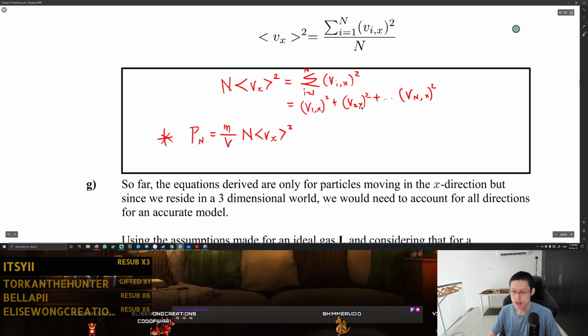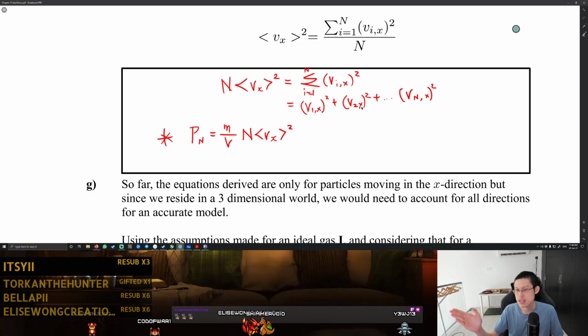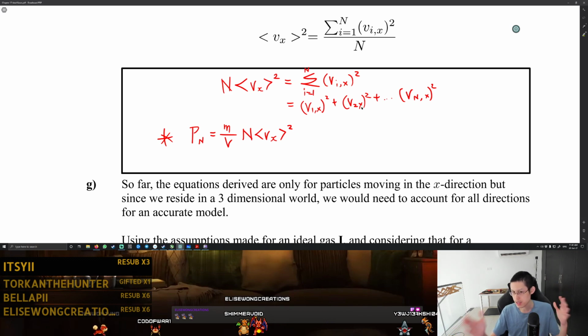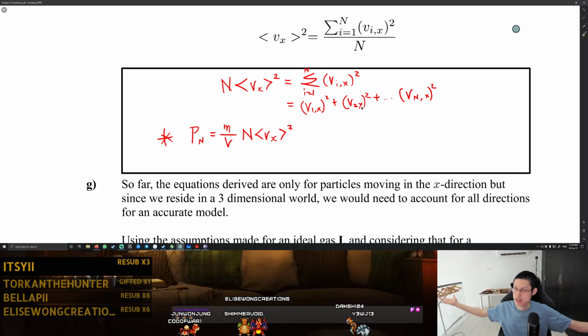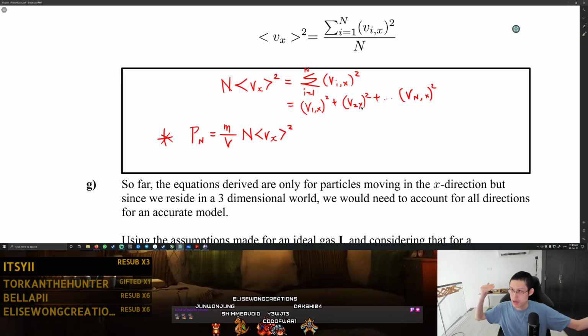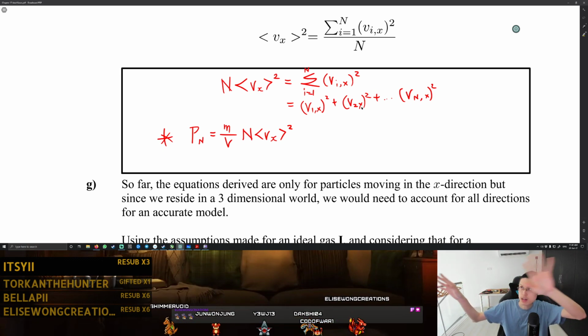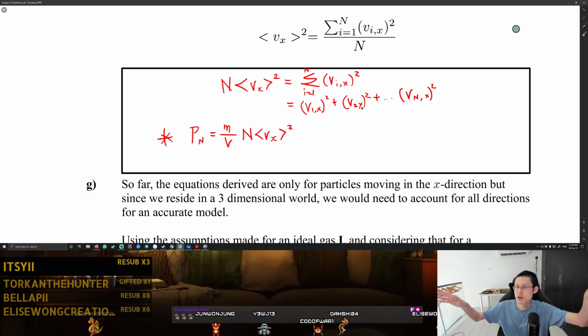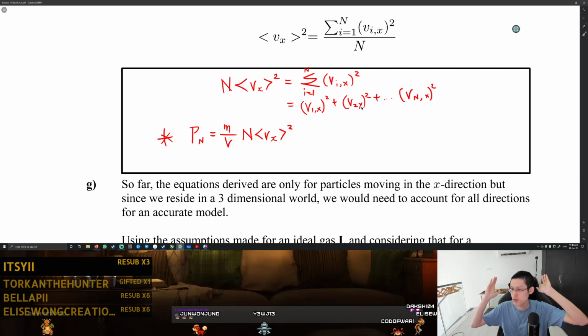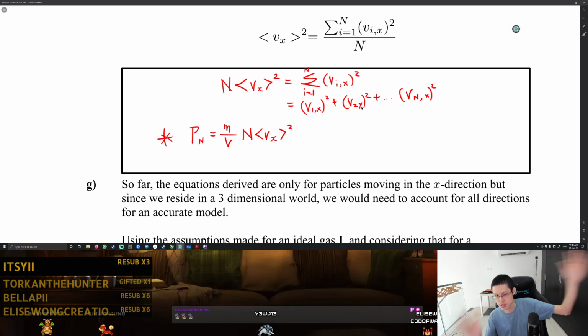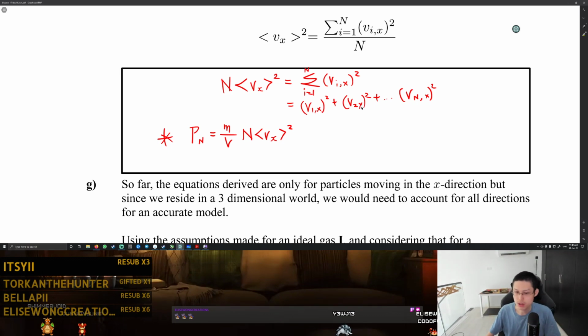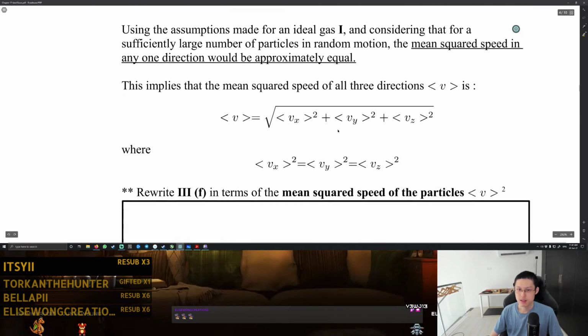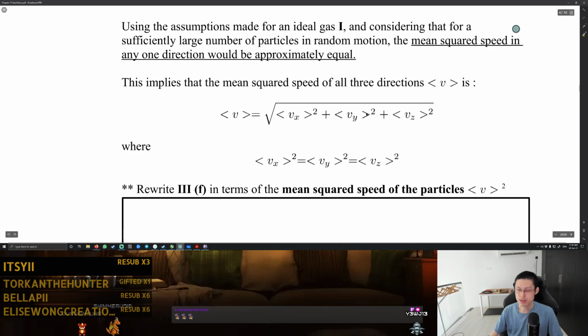Well, assuming that the gas moves in a completely random fashion and there is no preference for a particular direction, if we have a large number of gas particles, we can make an assumption that the particles are moving in all directions with equal probability. So maybe 33% is moving in the x direction, 33% in the y direction, 33% in the z direction, and it's sort of split up like so. Okay? So what we could say is that the average of the x direction plus the average of the y direction plus the average of the z direction, and then we add them all up and we square root that, we are going to get the average speed of the particle.